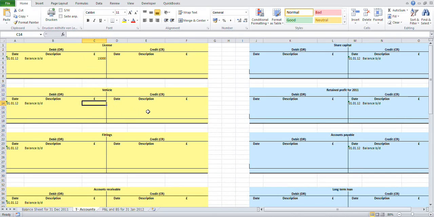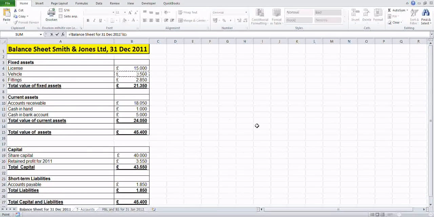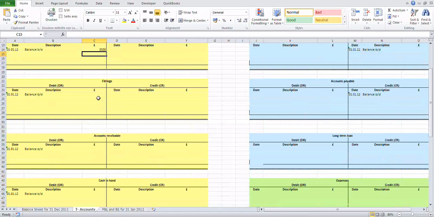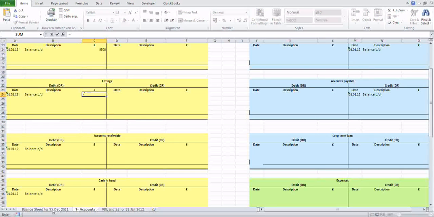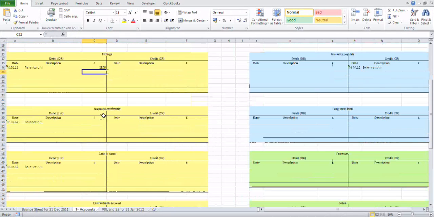Let's do the same thing with the vehicle. We're opening this with an equal sign. Select previous year's sheet. Click cell B5, in which the value is stated. Press enter, 3,500. Fittings, equal sign, fittings 2,850. Press enter, and there's the value.